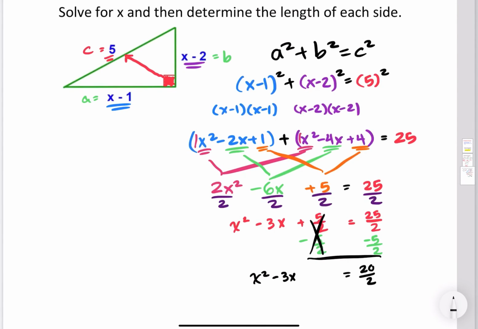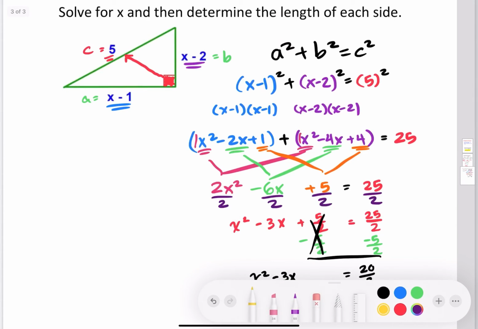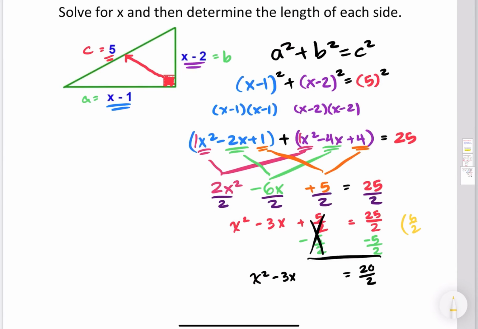And what we want to do now is complete this square. We're going to complete the square by doing b over 2 squared here. Our b value in this case is this negative 3. So I'm going to take that negative 3 and square it. We'll do negative 3 over 2 and square it, which gives us 9 over 4. So we're going to add 9 over 4 on both sides.